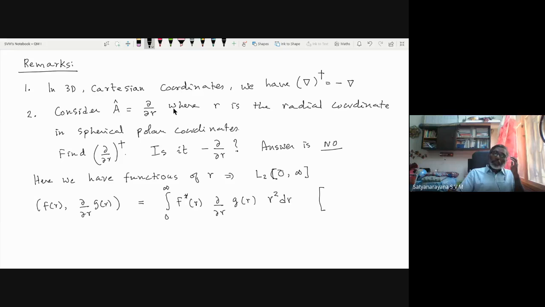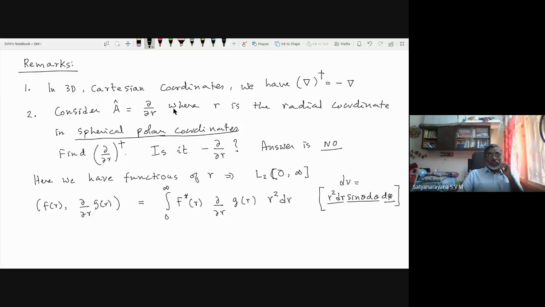Remember, your volume element is r square dr sin theta d theta d phi. This is your volume, dV, in spherical polar coordinates. This part is the radial measure, this part is the measure corresponding to the polar angle, and this is the measure corresponding to the azimuthal angle. Since I have specifically mentioned that this is a radial coordinate in spherical polar coordinates, we have to use this measure.